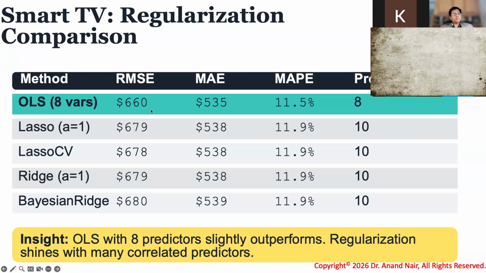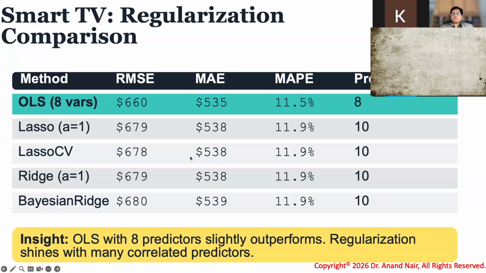For each of them, we can determine what the RMSE is and compare it with ordinary least squares. We can compare all the other error metrics and how many predictors were included, and this way we understand which model will be the right model for us based on the error metrics and everything else. So that's something we have seen.